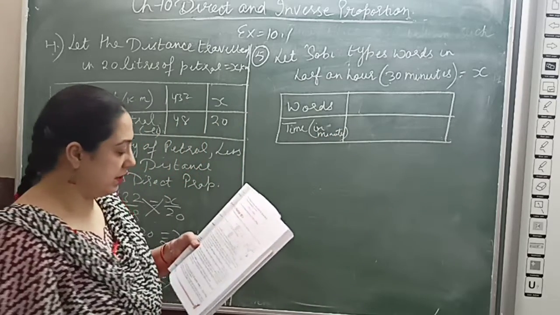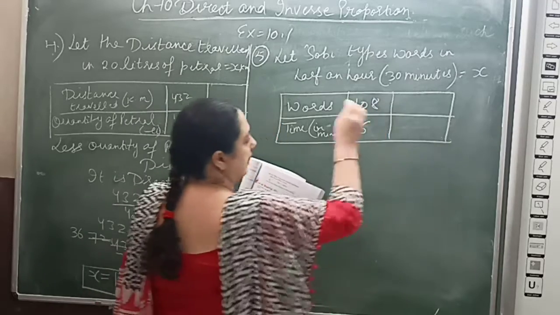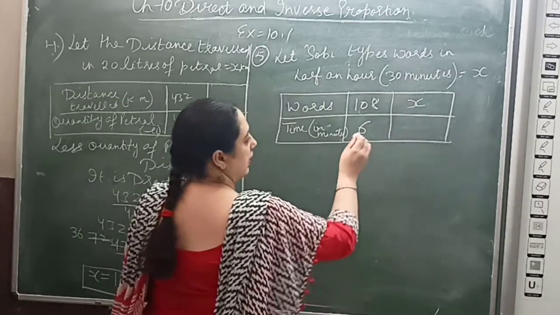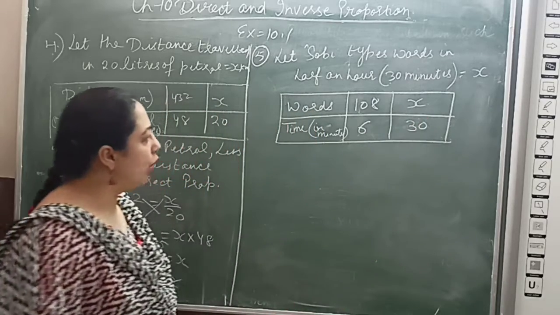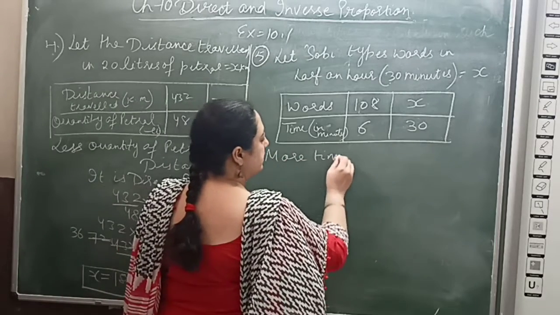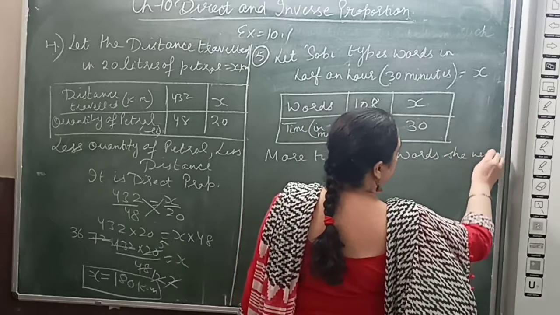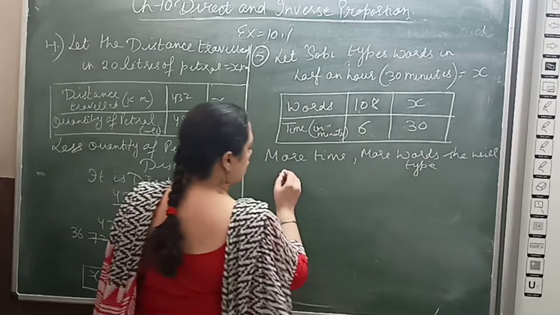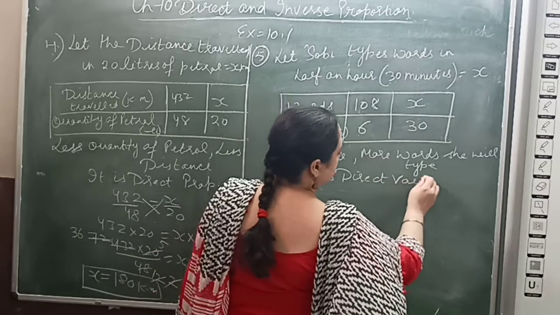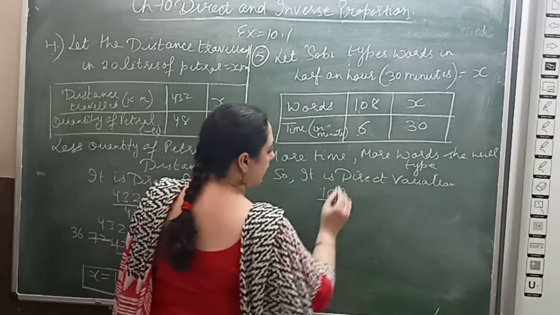Now according to the statement, Sophie types 108 words and the time she will take is 6 minutes. Now in the second column I have to find the words, that is x, in 30 minutes. More time, more words she will type. Right? More time, more words she will type. So it is direct variation. And you know, in direct variation, both ratios are equal.